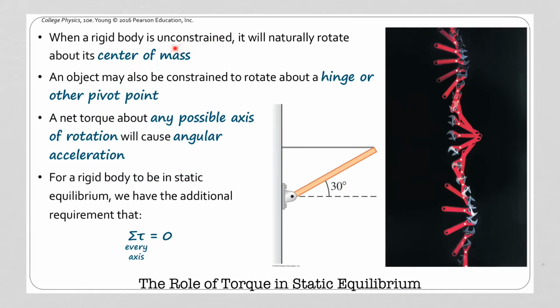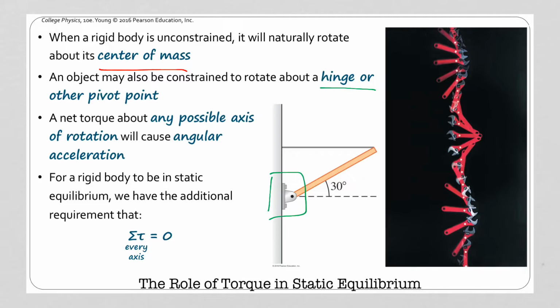If an object is unconstrained, it will naturally rotate about its center of mass. We've seen this picture here where we have a wrench that is sliding across a horizontal table, and it is naturally rotating about this white dot, which represents the center of mass as it goes. If you have a constrained object, that object will tend to rotate about a hinge or some other fixed pivot point, like a balance or a fulcrum.